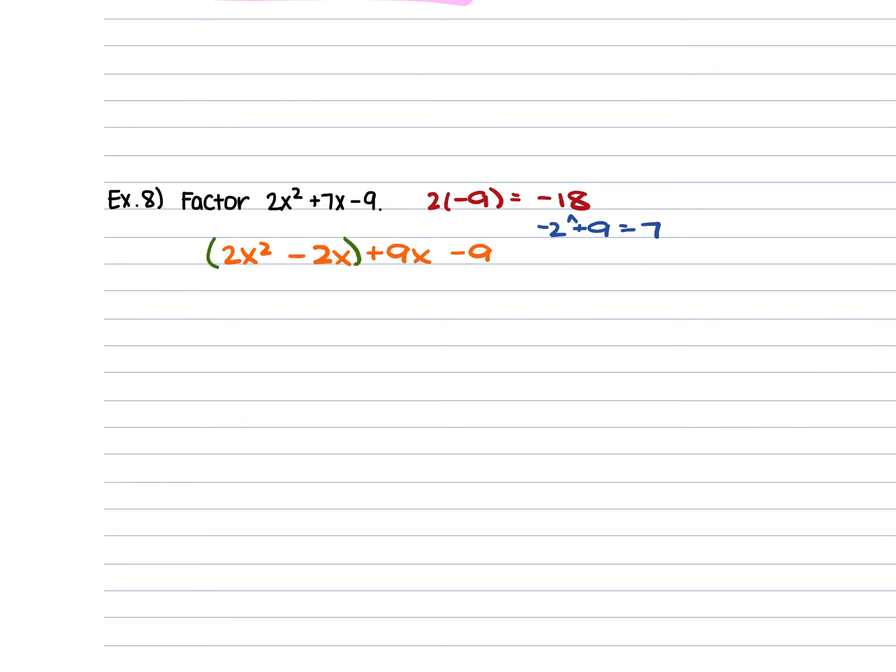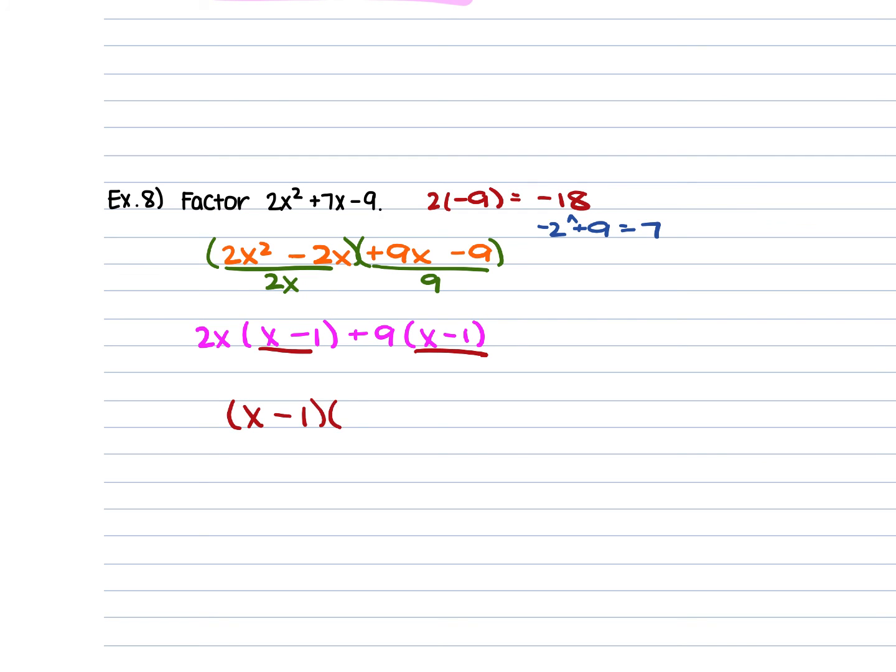We group the first two terms. We group the last two terms. From the first two terms, we factor out a 2x. From the last two terms, we factor out a 9. So this gives us 2x times x minus 1 plus 9 times x minus 1. Your two parentheses are identical, so that's just x minus 1 times 2x plus 9.